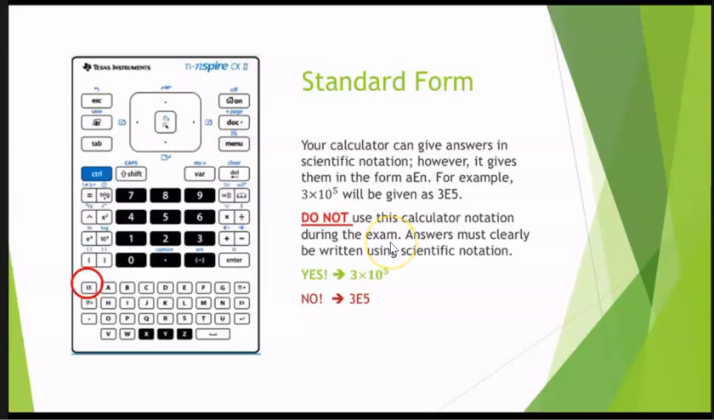However, during the exam, do not use calculator notation as your answer. Answers must be clearly written using scientific notation. So your answer should be 3 times 10 to the 5th power, not 3 e to the 5th power, which is what your calculator will show. The e just represents the times 10. But once again, don't just use the calculator times 10.